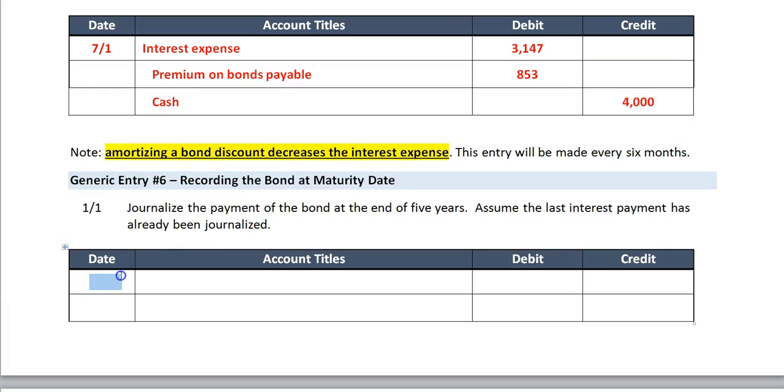Alright, again, we're going to see what happens at the end of the life of the bond. At the end of the life, we're going to pay out cash.